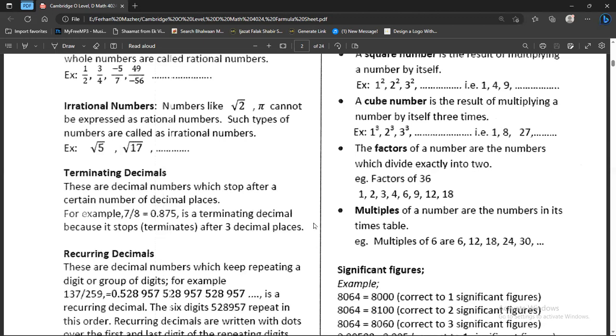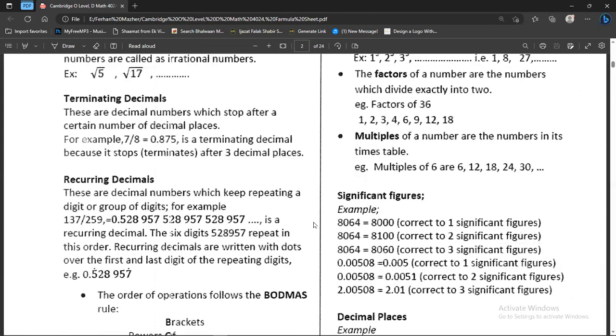So terminating decimals are those decimals which after the point, after some steps, they stop. These are decimal numbers which stop after a certain number of decimal places. For example, 7 by 8 is 0.875, a terminating decimal because it stops or terminates after 3 decimal places.